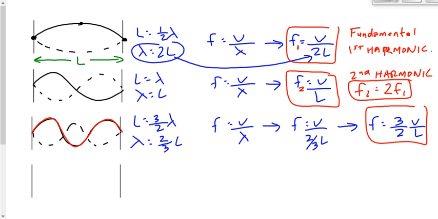Take a look at the third one. 3V over 2L. The first one was 1V over 2L. So the third one is 3 times the value of the first one. Therefore, we'll call that one the third harmonic. And we can write it out as 3V over 2L, or we can say F3 is equal to 3 times F1.